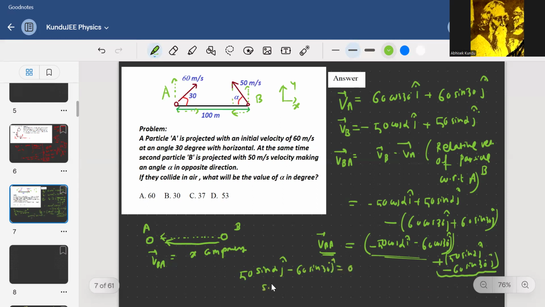That means we can write sine alpha equals, this will go to the right side, 60 sine 30 by 50. That is 3 by 5. So what is alpha? Alpha is 37 degrees. So option C is the correct answer.